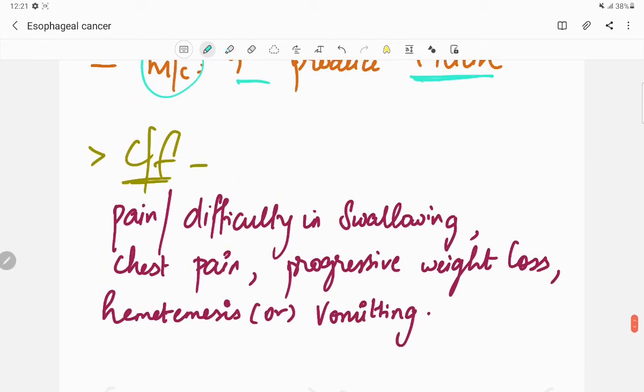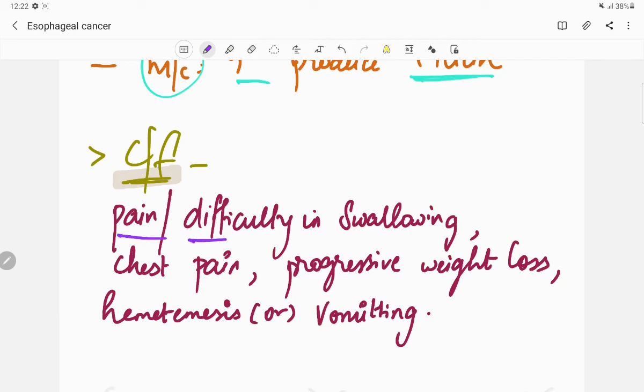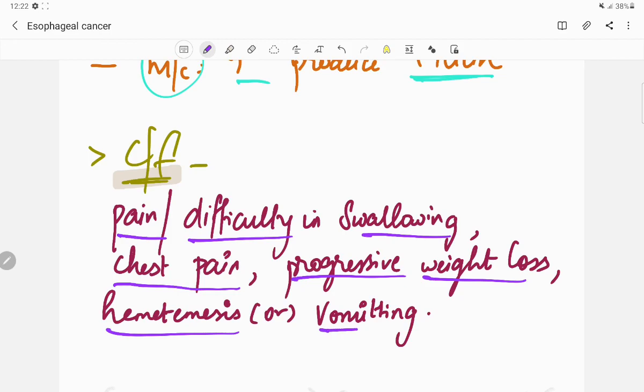Next is the clinical features of adenocarcinoma esophagus. The clinical features include pain or difficulty in swallowing. Pain on swallowing is odynophagia. Difficulty in swallowing is dysphagia. The other clinical features include chest pain, progressive weight loss, hematemesis, that is blood vomiting, or vomiting.